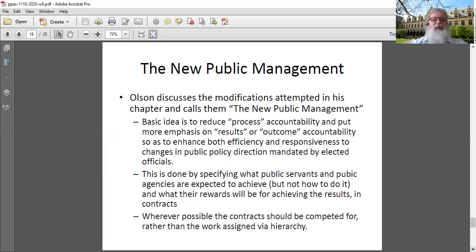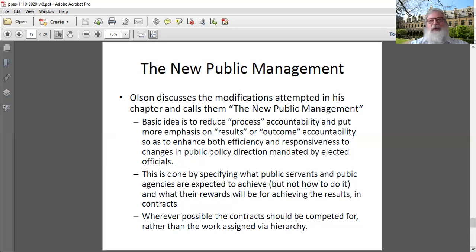Third, wherever possible, public servants are encouraged to use contracts to assign work rather than hierarchy and to make those contracts competitive. So rather than, for example, having a Department of Transport and a division that cleans the roads, what we'll have is a Department of Transport and a division that's responsible for contracting road cleaning and snow removal.